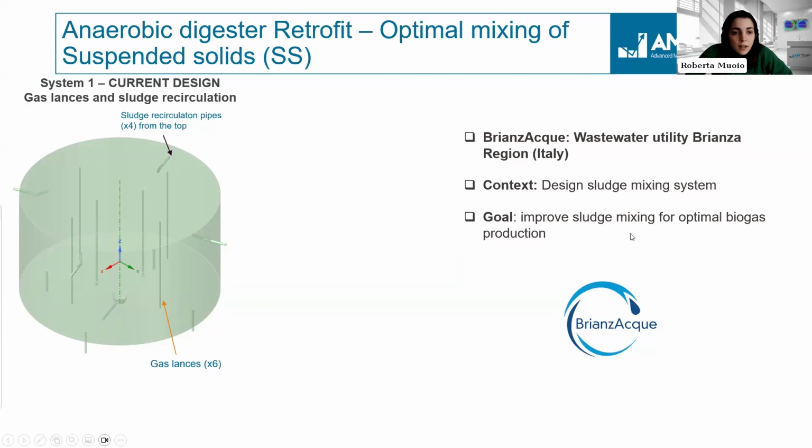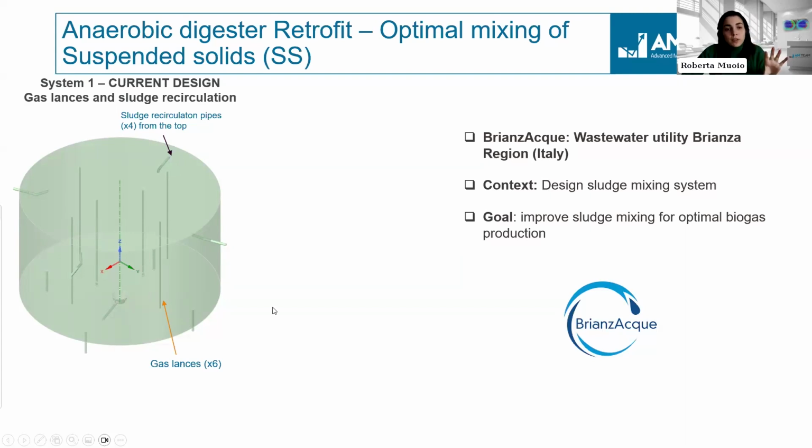So the current design, system 1, their current sludge mixing system, was made of 4 sludge recirculation pipes that you see on the top of the digester, where the sludge is being recycled from the bottom back to the top of the digester, and 6 gas lances for the recycle of the biogas, to enhance the mixing in the bottom part as well.